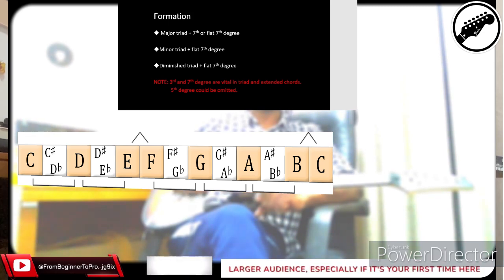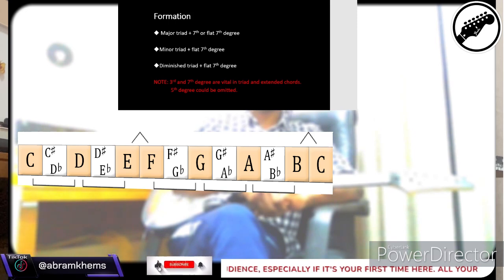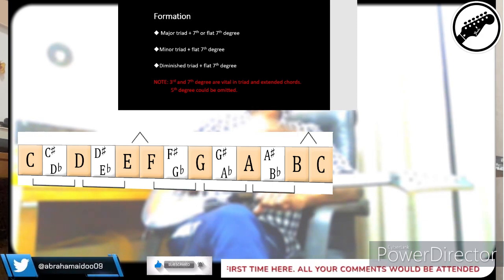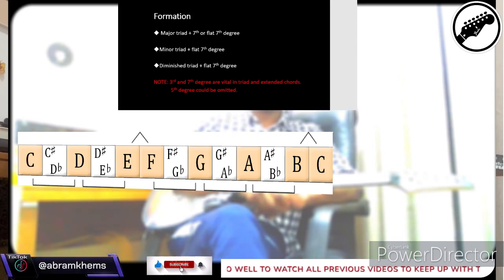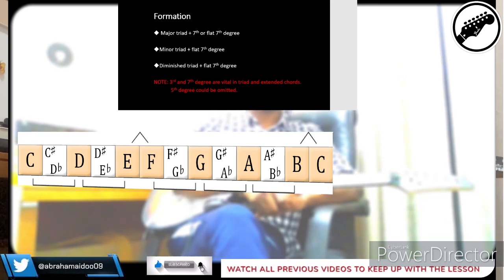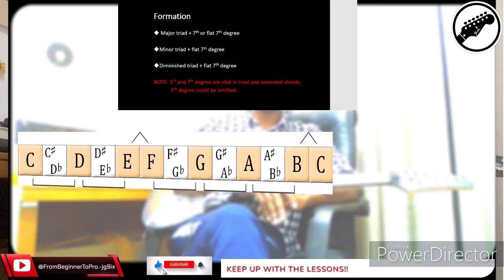So it's sometimes omitted. That's why I said that you can have a 2-note chord, and that one you can call a duet. So you can have your do and then your mi, or the one and then the third. So we mostly don't add the fifth degree. You can omit it or you can include it. But for the seventh and then the third, they are very important. Okay.